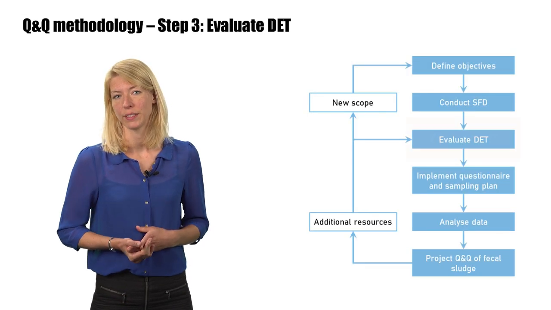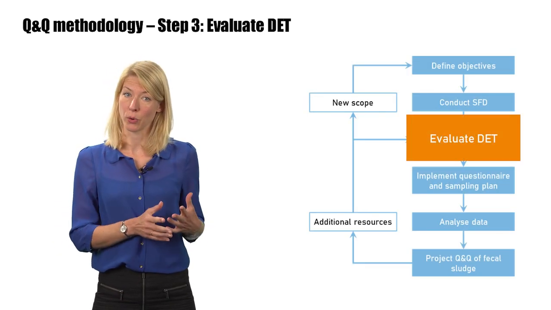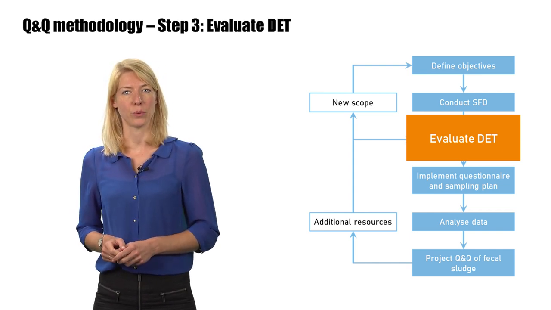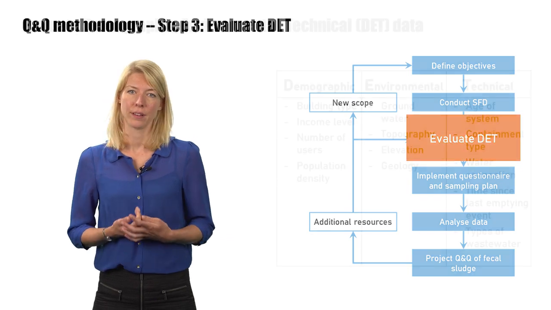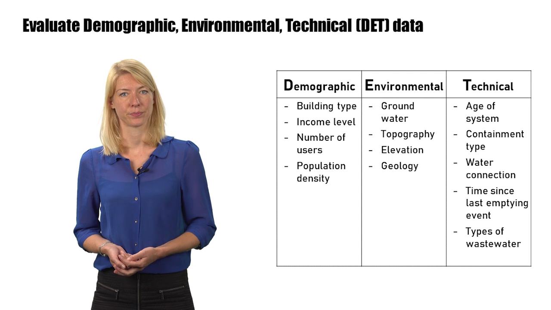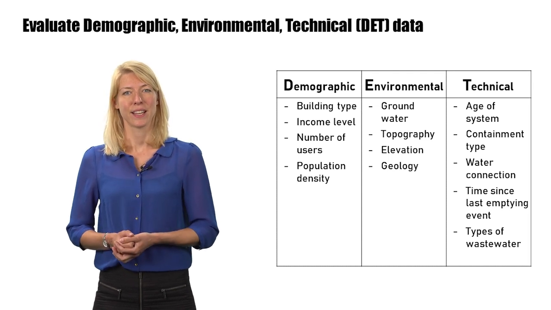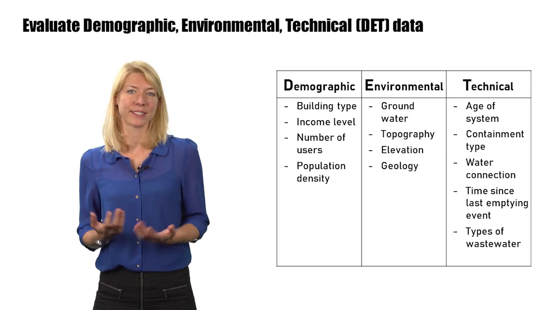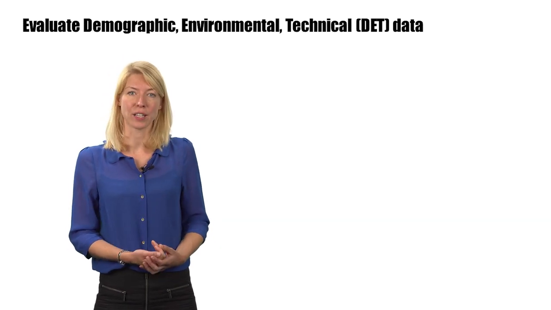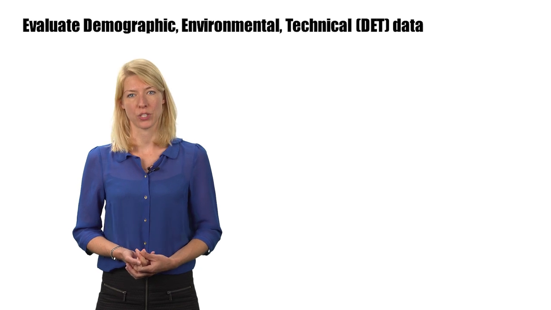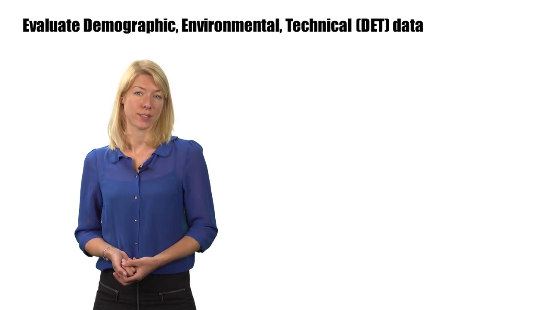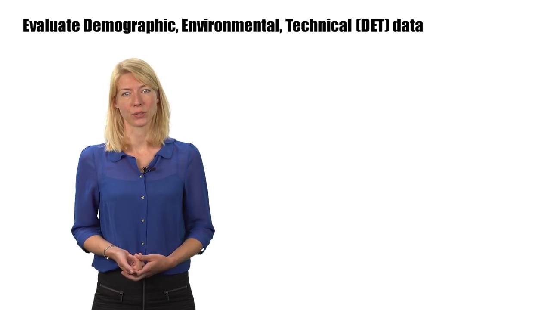At this point, also evaluate what demographic, environmental, and technical information is available, DET for short. This table shows some examples of possible DET data. In some places, that might be a lot. In other places, only the bare minimum. The required DET data that is not available will be collected with a questionnaire.